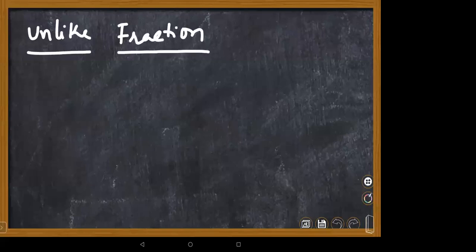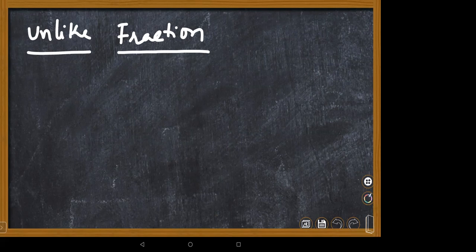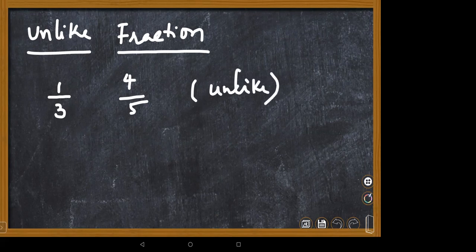Now, coming to unlike fractions comparison, students. How to compare unlike fractions? What are unlike fractions? Yes, denominators are different. Very good. Suppose we take examples like 1/3 and 4/5. Are these two like or unlike fractions, children? Unlike fractions. If you want to compare these two unlike fractions, what do you have to do? You should make them like fractions.